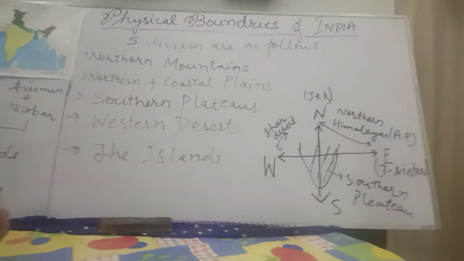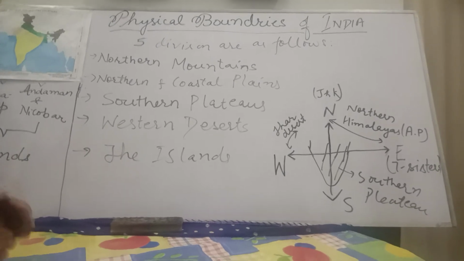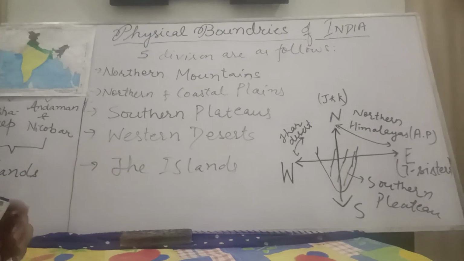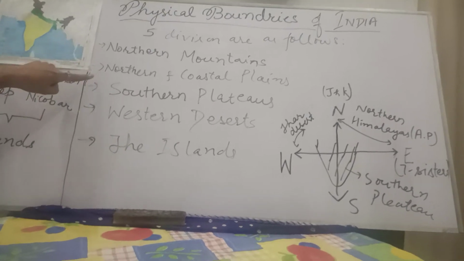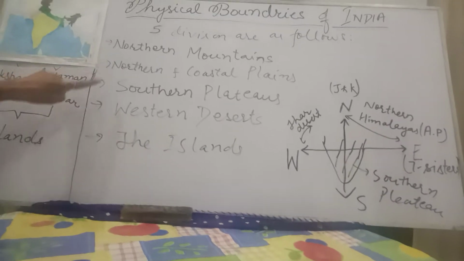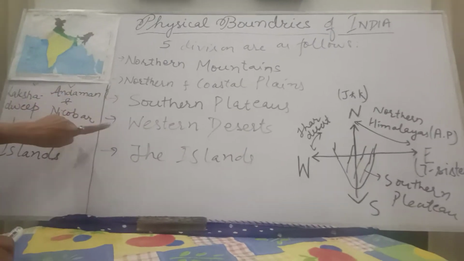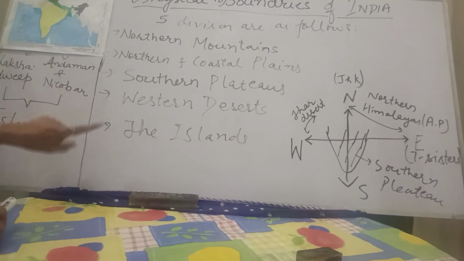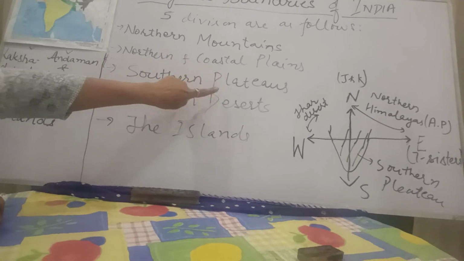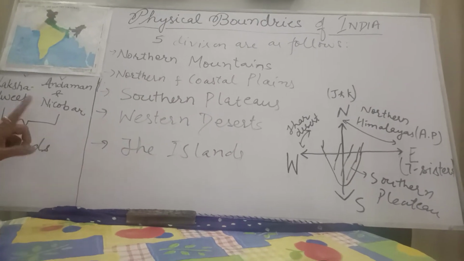Now students, our India is basically divided into 5 physical divisions. And what are these divisions? First is northern mountains, second is northern and coastal plains, third is southern plateaus, fourth is western deserts, and fifth is the islands. As I have already told you about plains, plateaus, islands and peninsula.